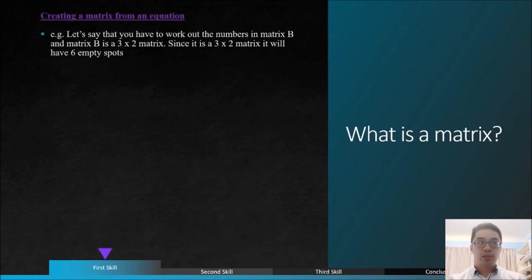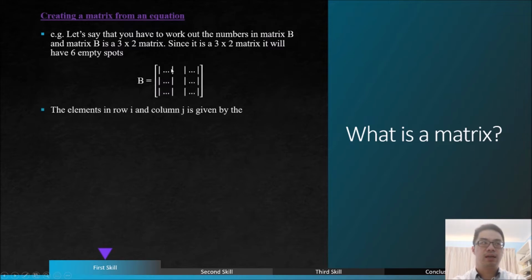Creating a matrix from an equation. So let's say that you have to work out the numbers in matrix B, and matrix B is a 3 by 2 matrix. Since it is a 3 by 2 matrix, it will have 6 empty slots or spots, as you can see, 1, 2, 3, 4, 5, 6. Now the element in row i and column j, so the actual number in that matrix, is given by a rule. And that rule is 2i plus j.